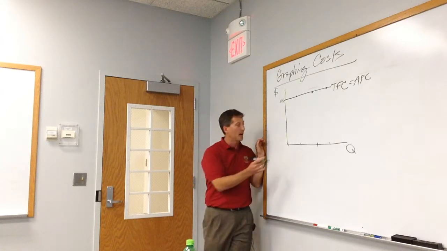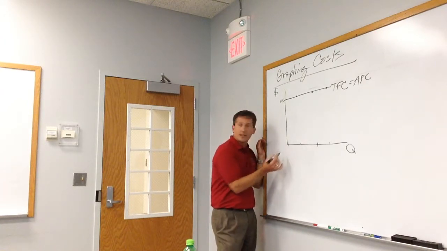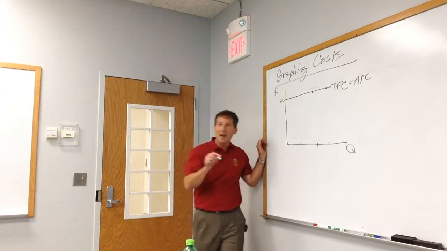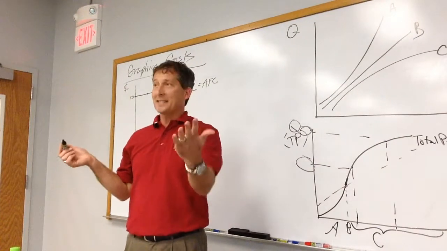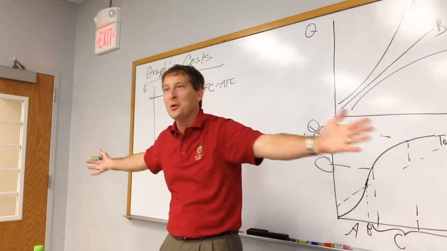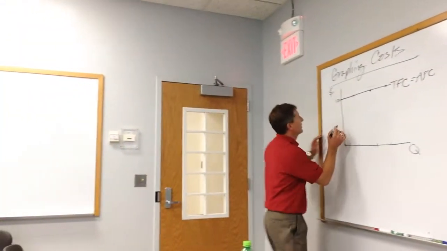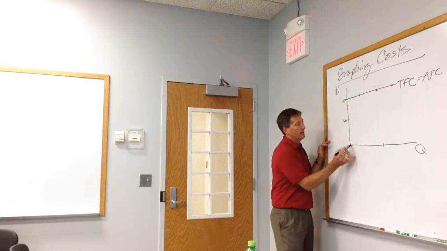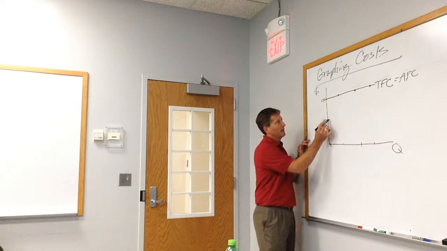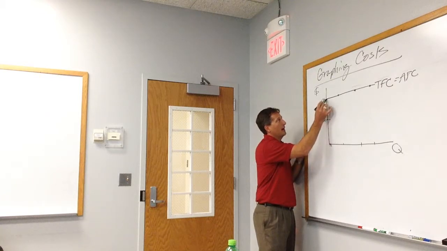Now the beauty of it is though, if I do 2 units, what is my average fixed cost per unit now? $60,000. I cut it in half. Woohoo! Now we're doing good. Because here is 60,000. At 2 units, I have dramatically dropped.